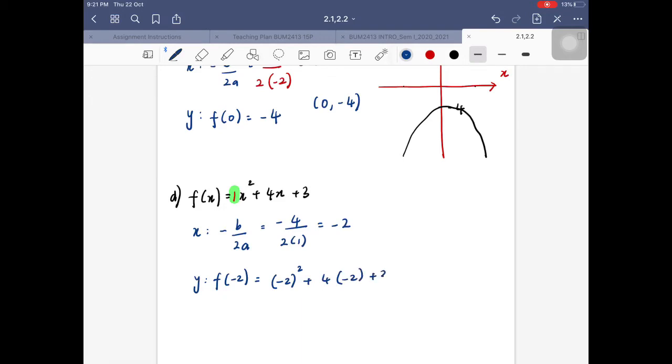So plus 4 multiplied by negative 2 and plus 3. So here I'm going to have 4 minus 8 plus 3, which I'll end up with negative 4 plus 3. That is going to equal negative 1. So where is going to be my minimum value? My minimum value is going to be at (-2, -1).